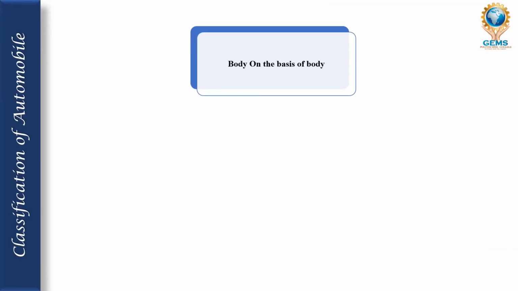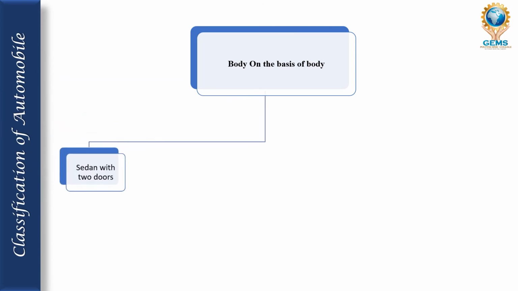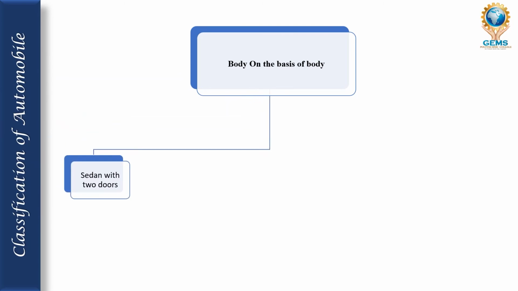The next one we are going to see is classification on the basis of body. The first one is sedan with two doors. There will be only two doors, and only two people can sit. Cars like that are called sedan with two doors.